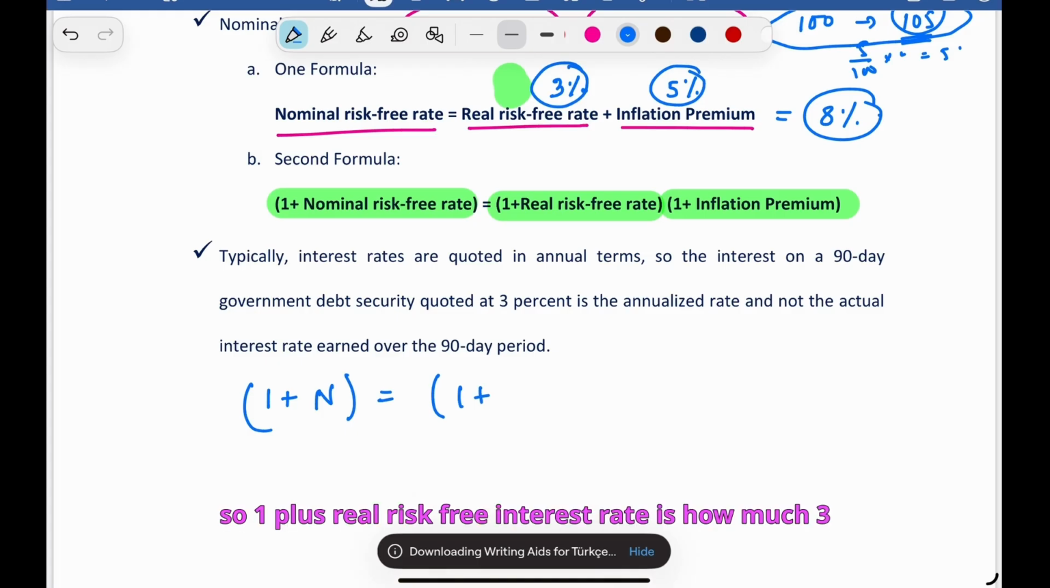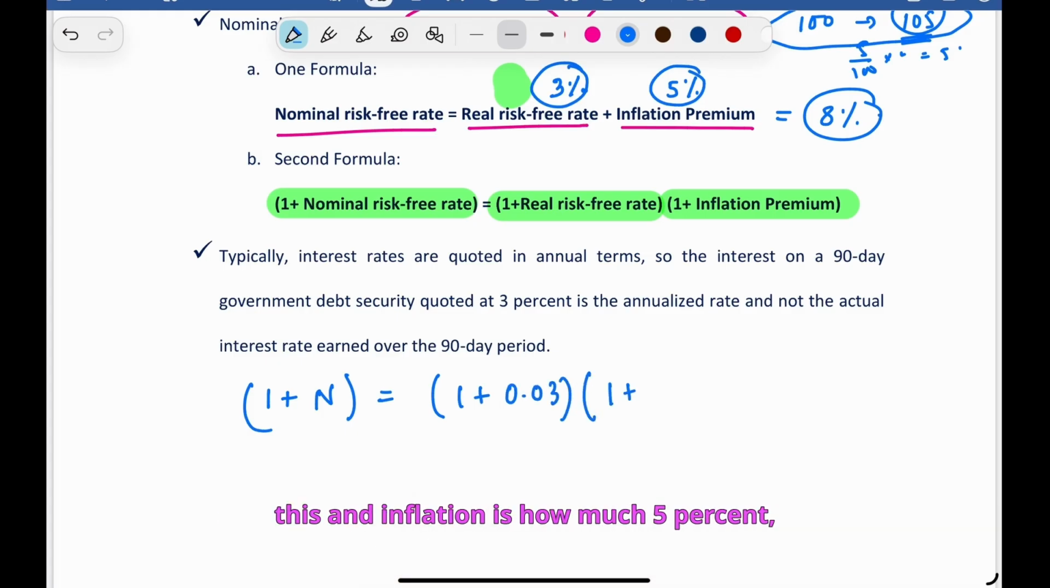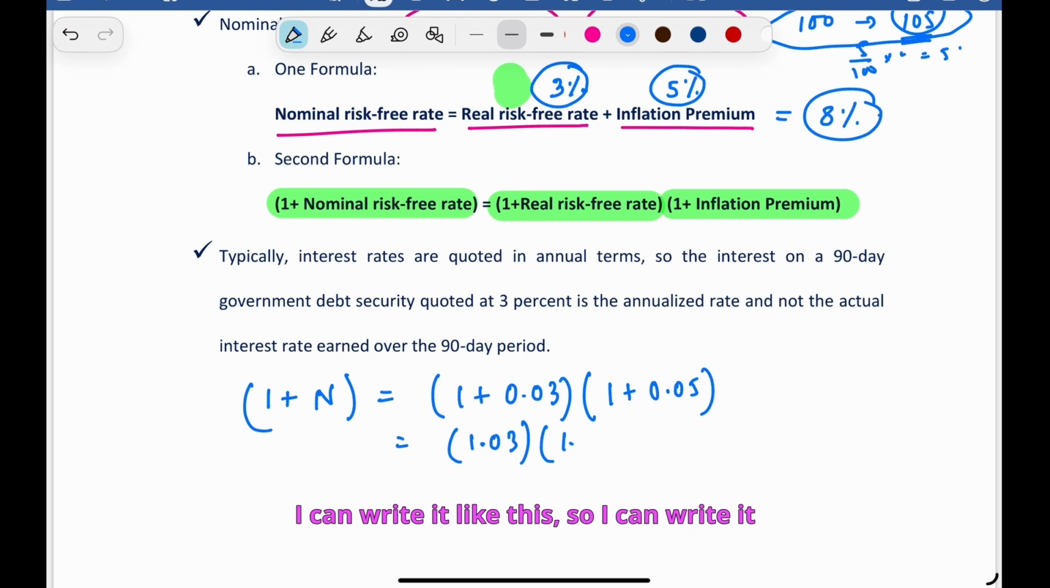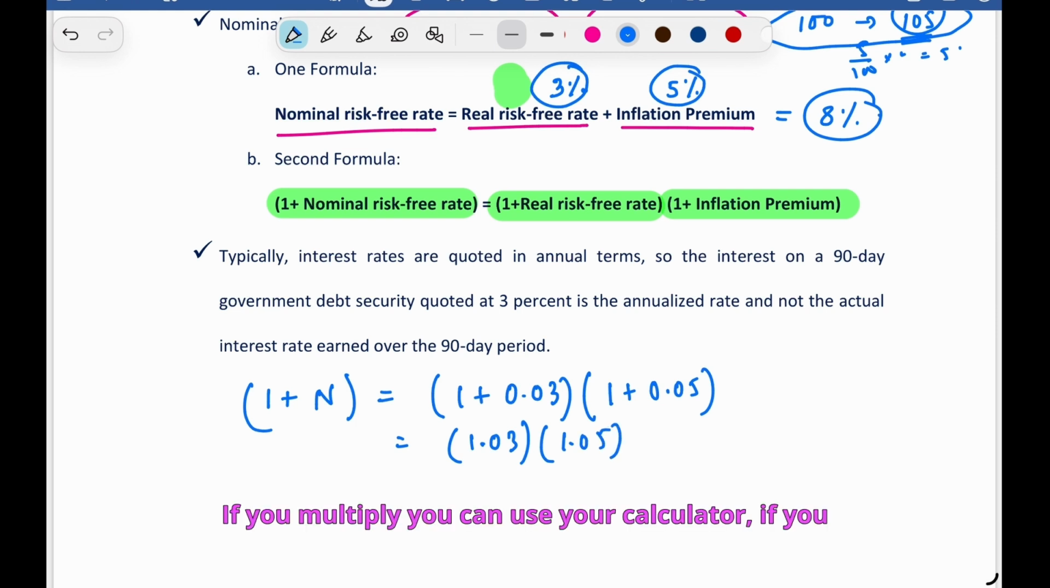So 1 plus real risk-free interest rate is how much? 3%. So I can write it like this. And inflation is how much? 5%. I can write it like this. So I can write it like this also. So if you multiply, you can use a calculator.